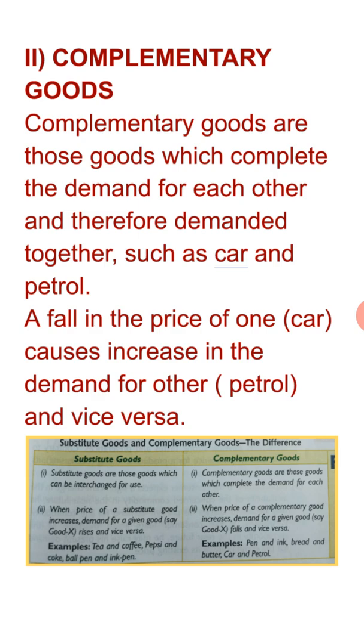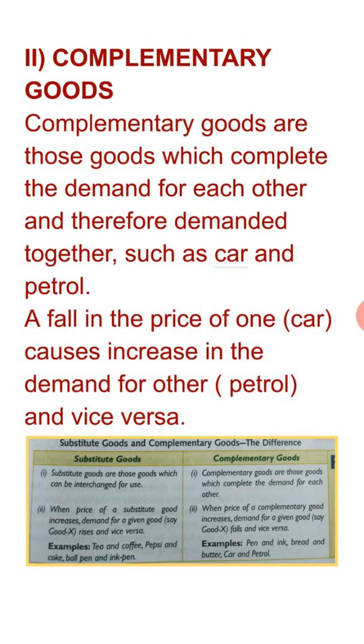So these are the example of complementary good. A fall in the price of one. As soon as the price of car decreases, the demand for the petrol obviously will increase, and vice versa. As soon as the price of the car will increase, ultimately the demand for the petrol will also decrease. So there is inverse relation. One factor is increasing and other factor is decreasing.